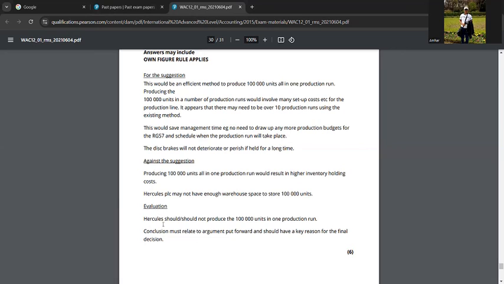For evaluation, you can tell Hercules should or should not produce. It's based on your idea. So you can tell they should produce 100,000 units. If not, you can tell they should not produce. But if your advantages are more, then you have to tell they should produce. If you give more disadvantages, then you have to tell they should not produce. So these are the things that you need to know.